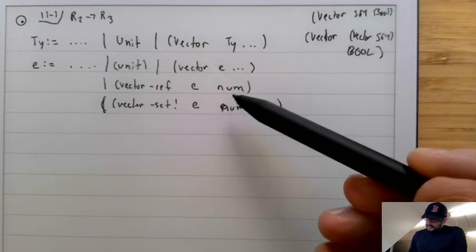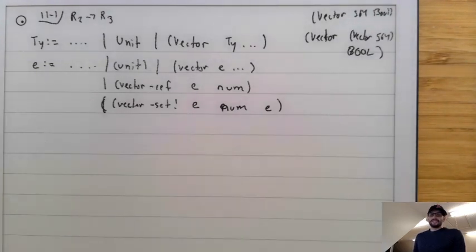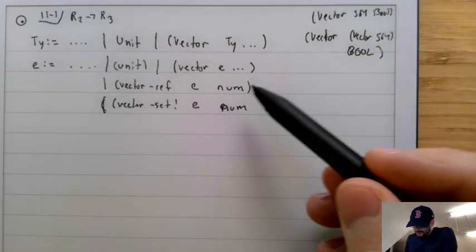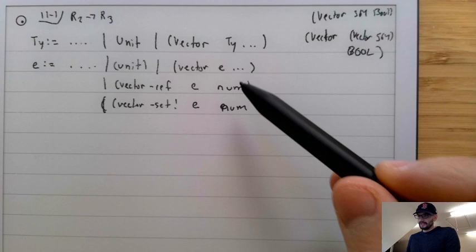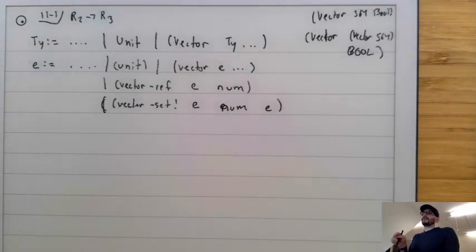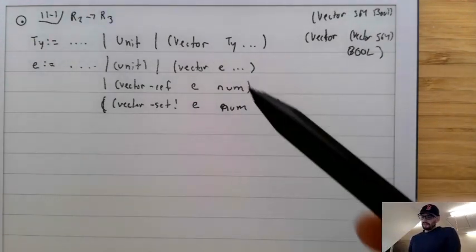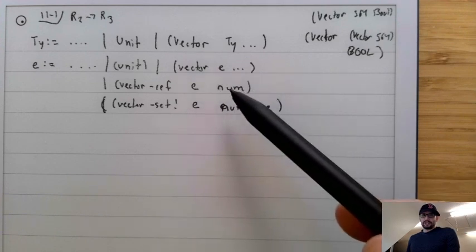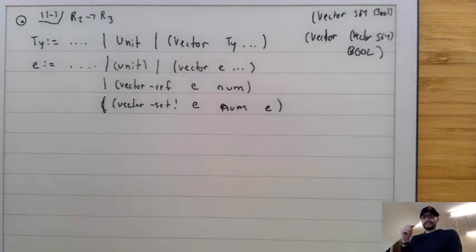Now notice that these two positions are numbers. That means that they are syntactically numbers. So this is what I meant by saying that vectors are not arrays. When you have a vector, you really think of it like a C structure. So a vector will have three fields, let's say. And when you want to look at the first field, you have to write down 0 right there. So vector ref whatever 0, and that looks at the first field. You can't write down vector ref E and then an expression that would evaluate to a number. You have to actually write down a concrete number.